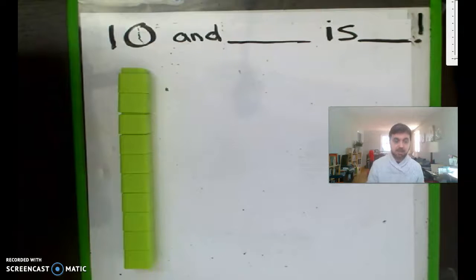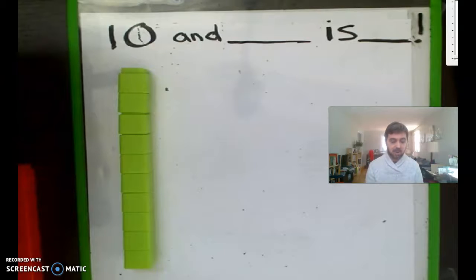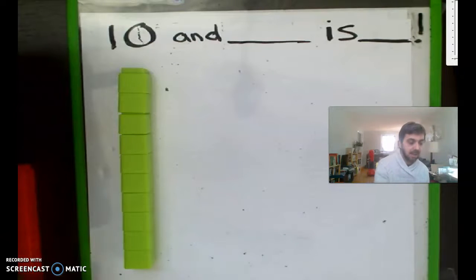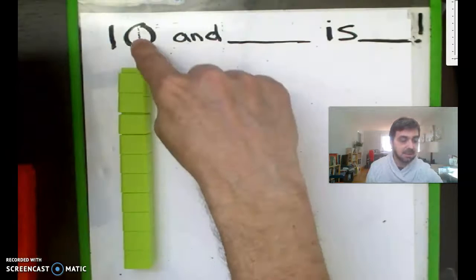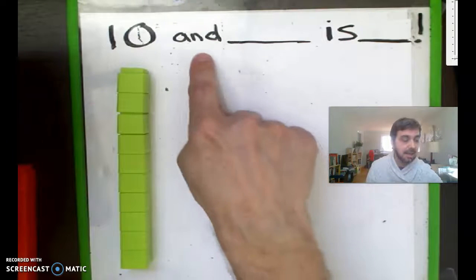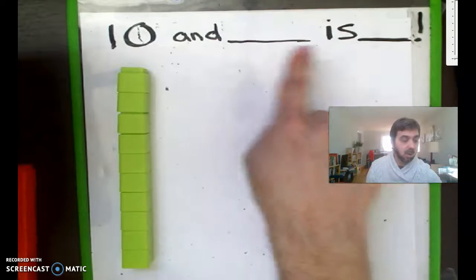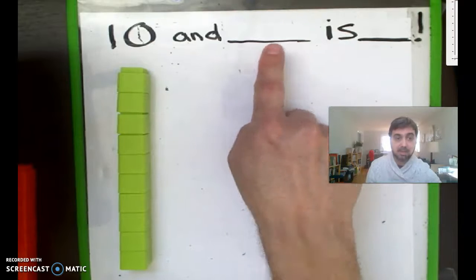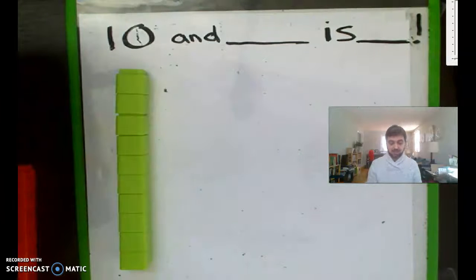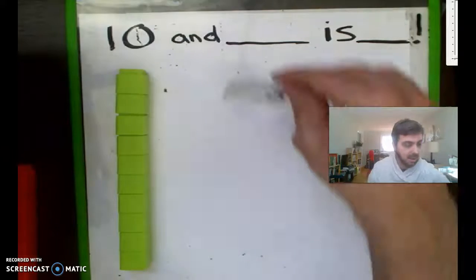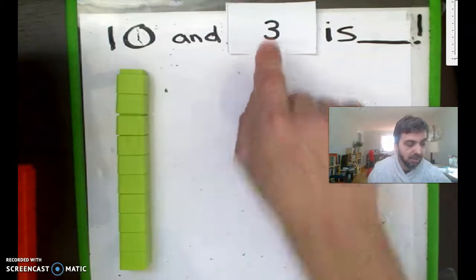Okay, now what I'm going to do is I've got a bunch of number cards here, okay? And you'll notice up top it says 10, here's my 10, and blank is blank. Well, we don't know what this number is yet until I flip it over. So I'm going to shuffle the cards. Shuffle, shuffle. And I'm going to flip it over, and I'm going to get a 3.